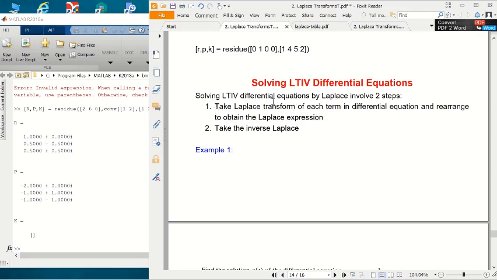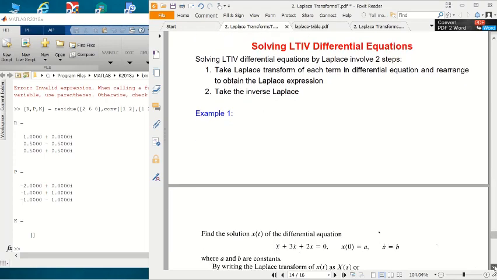First, take this differential equation and transform it into the Laplace domain. After you get the Laplace domain, you do the partial fraction, or if you need to multiply with the input, you multiply with the input first. After you get the final expression in Laplace, use partial fraction expansion to take the inverse Laplace, and you get the time domain. Okay, let's see the example.